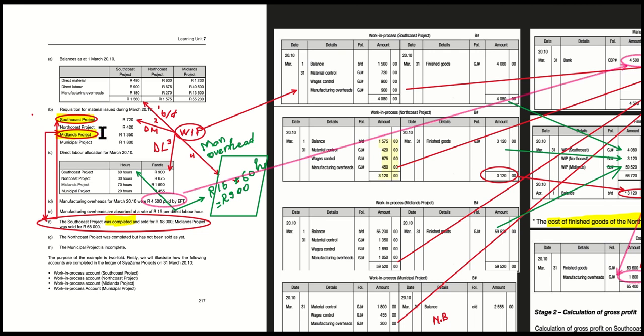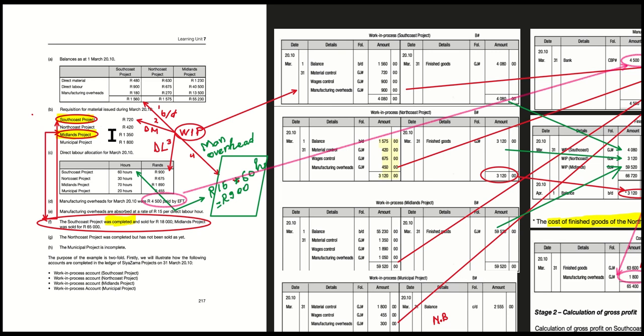At the beginning of March, we had an opening balance, but what happened within March now is provided to us. Okay, we're very interested to see that. That would be section B. South Coast project, there is an amount there. North Coast project, what are we talking about? We're talking about material, right?